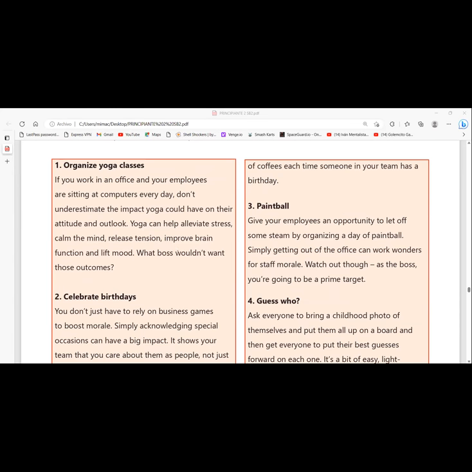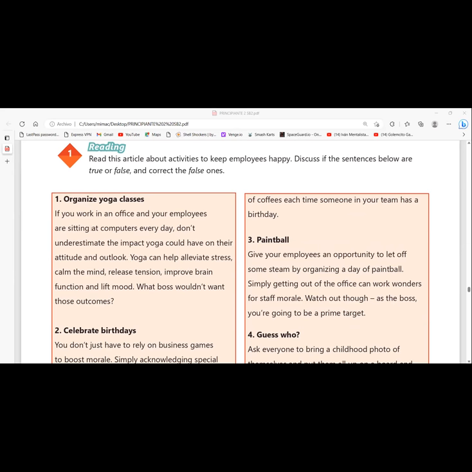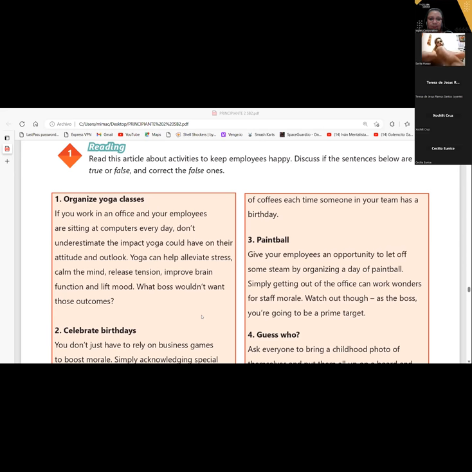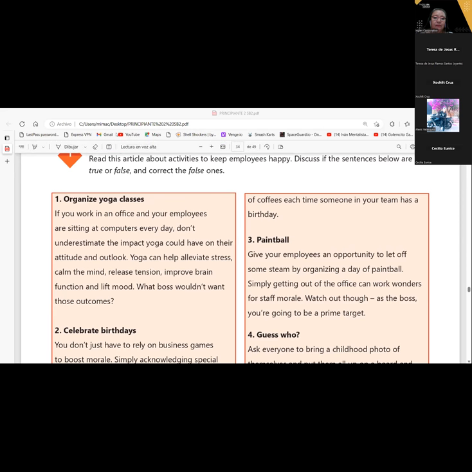Now, I need one volunteer to help me reading number one, organized yoga classes. Who's going to read that for the class? Thank you, Alexis. Okay, teacher. The first paragraph. Yes? Yeah, the first one.